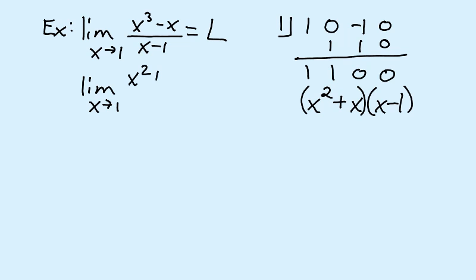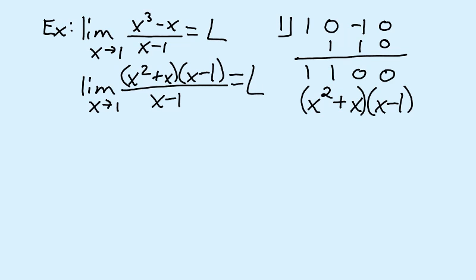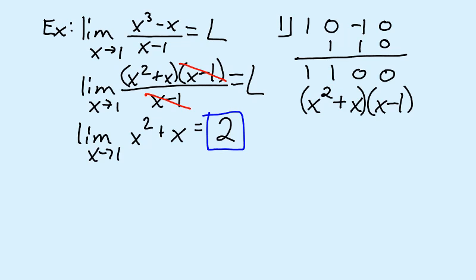Put that back into my original limit, and check if they cancel. They do cancel because they're both factors. And that means I can go back and just plug in x equals 1 as my function value, because this will be continuous. And I get the total limit is equal to 2.